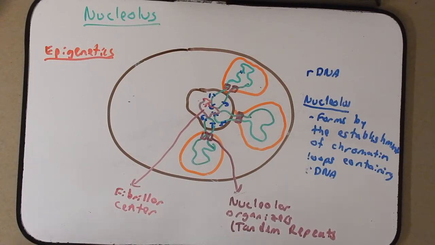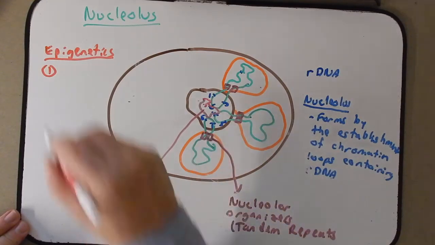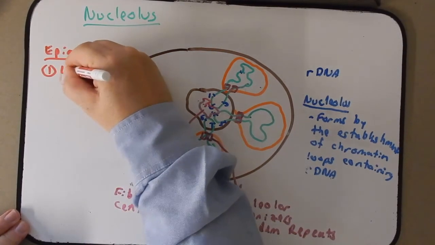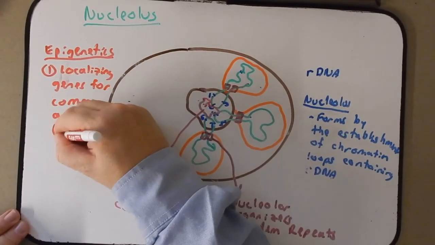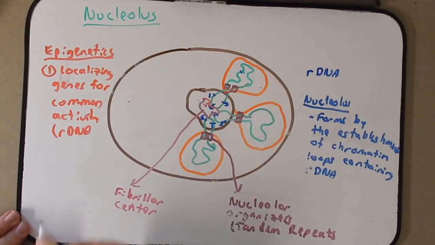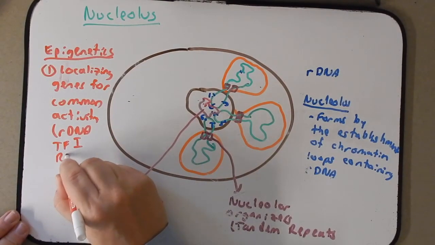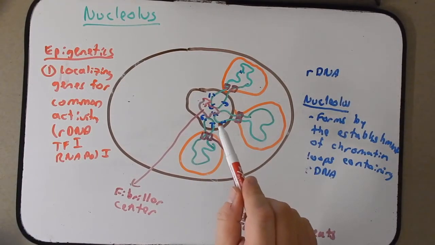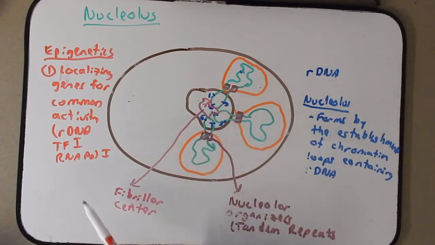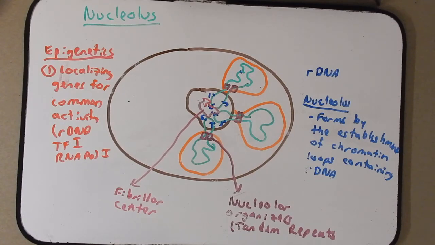Well, one way is that we are localizing genes here for activity. So we are localizing genes for common activity. These are ribosomal genes. So to transcribe them, we will need transcription factor 1, and we'll need RNA polymerase 1. So by bringing them all in this one place, we can concentrate the proteins and the enzymes necessary for those genes. The other reason is going to have a much more common flavor to you of epigenetics.